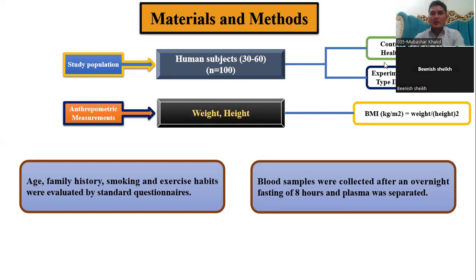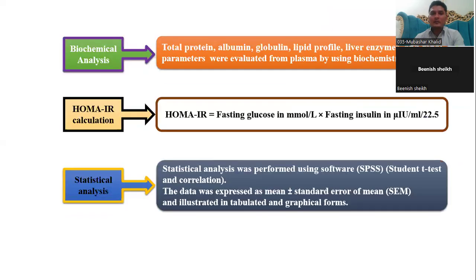Fifty were experimental groups. They were diabetic patients. Anthropometric measurements, weight and height, were measured, and BMI was calculated using the formula. Age, family history, smoking, and exercise habits were evaluated by standard questionnaires. Blood samples were collected after an overnight fasting of 8 hours and plasma was separated.